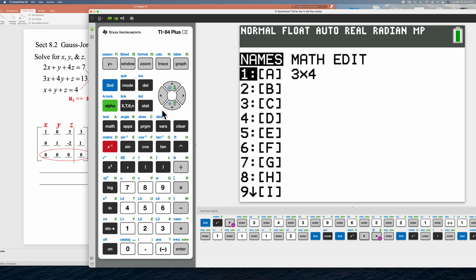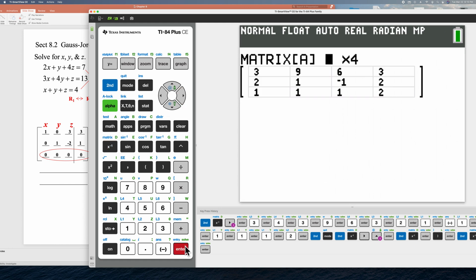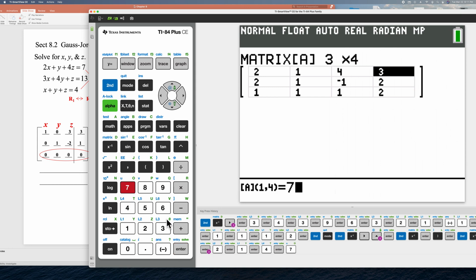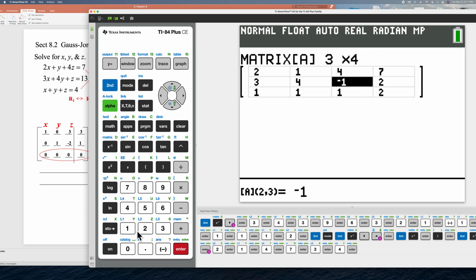Second matrix to the edit screen, enter, and you can just skip over that, so you can just hit down arrow or enter twice. And let's see, we need 2, 1, 4, 7. Then we need 3, 4, 1, 13. And then we already have the 1, 1, 1, 1. We just got to change the 2 to a 4.